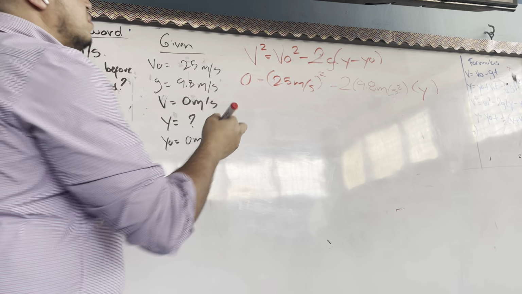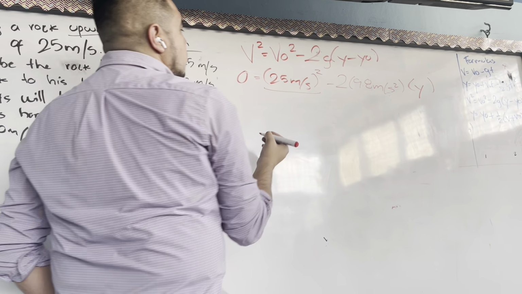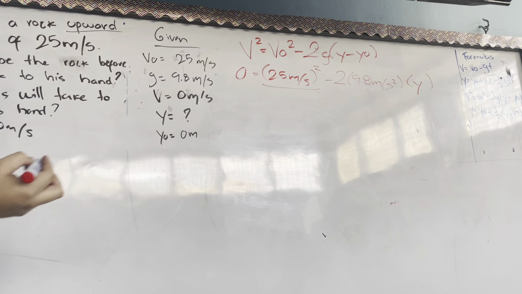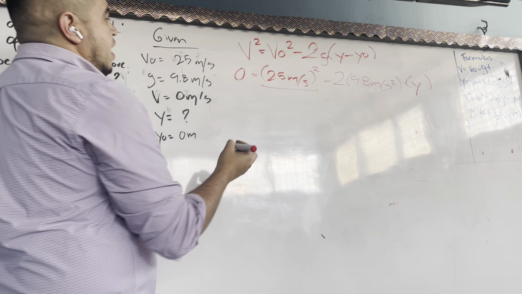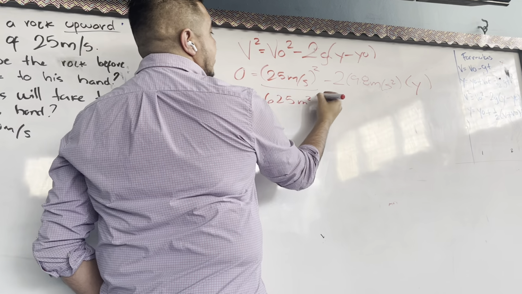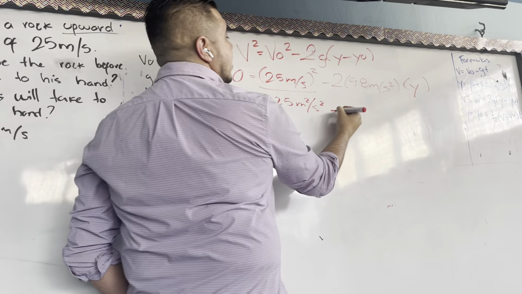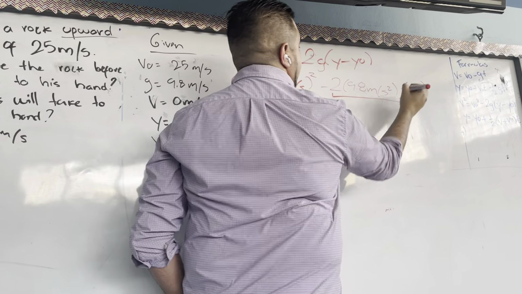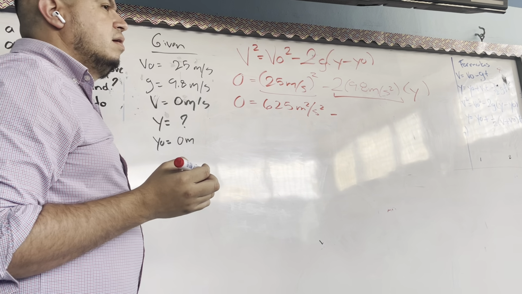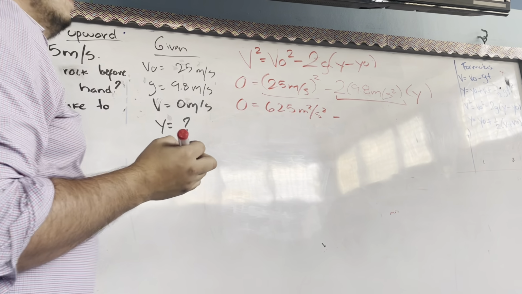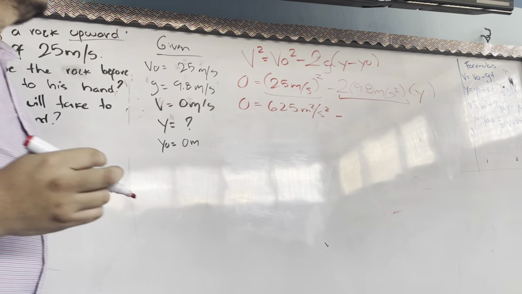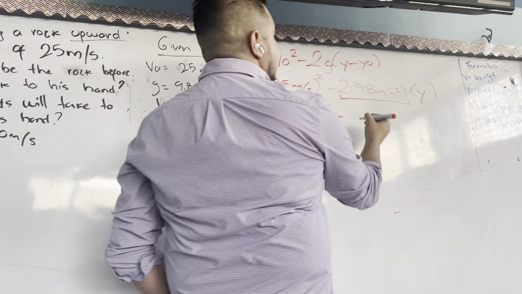So first we have to start solving this. What is 25 meters per second squared? 625, right? So 0 is equal to 625 meter squared over second squared, minus 2. We can multiply this, right? So 2 multiplied by 9.8, what is that? 19.6.